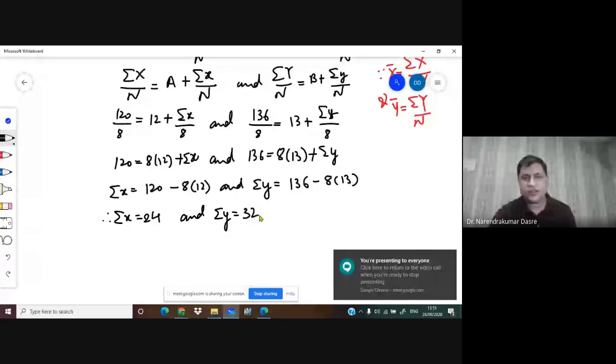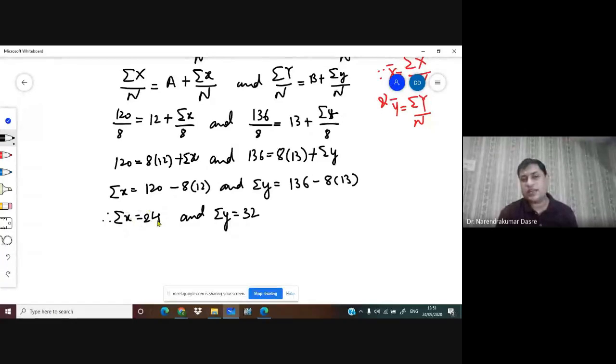So I hope you are calculating with me. Summation x is 24 and summation y is 32. So we got this is 24 and this is 32. Now you can see, as this is the assumed mean deviation, it is not 0. This is also assumed mean deviation, so it is not equal to 0. And that's what you can have.